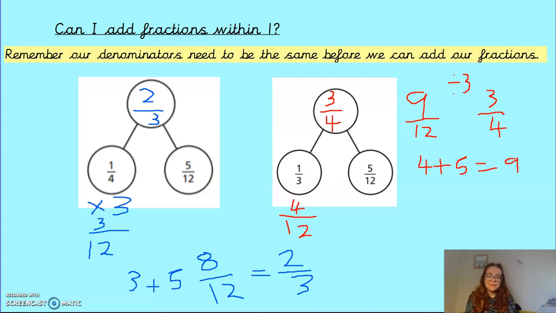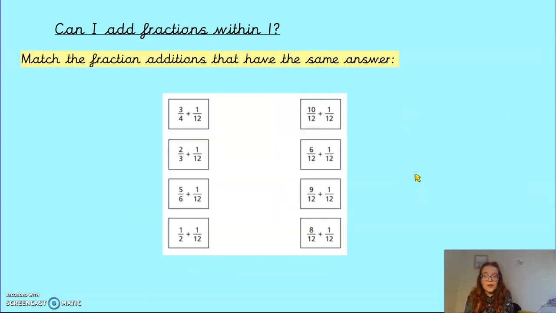Well done, guys. Okay, so this one is asking us to match the fractions with the additions that have the same answer. Now I'm looking at that and thinking, no, there are so many to work out. But actually, if you have a look at this column here, they've done half the work for us, because they've all got the same denominator of 12. So I'm going to go down here really nice and speedily and work out what these ones are.